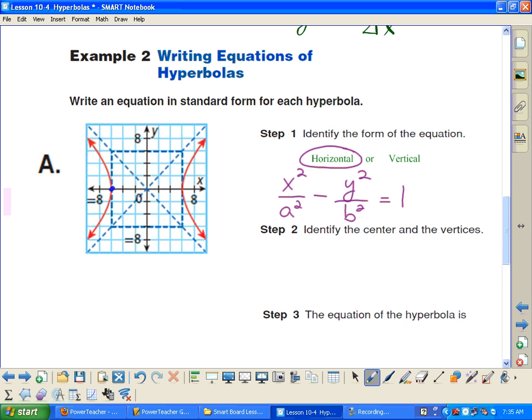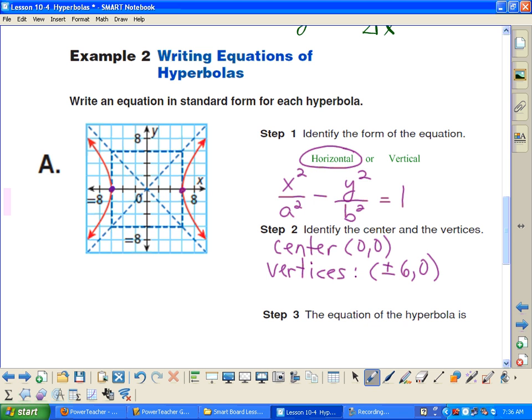The next thing we need to do is identify where the center and the vertices are. The center in this case is the origin. So we can see that the asymptotes go right through the origin. And we can see that there are points here and here, which, since those are on the actual graph, are called the vertices. And the vertices then would be the points plus or minus 6, 0.